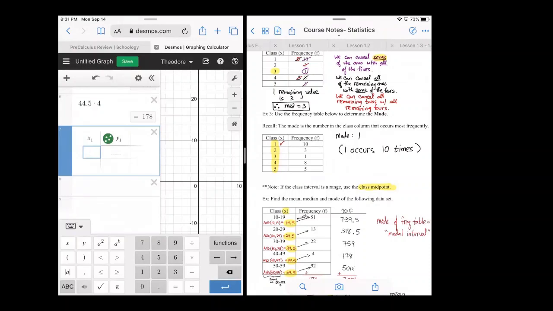It's kind of a trade-off. Okay. So we put in the calculated values for the class midpoints: 14.5, 24.5, 34.5, 44.5, and 54.5. Then the frequencies: 51, 13, 22, 4, and 92.